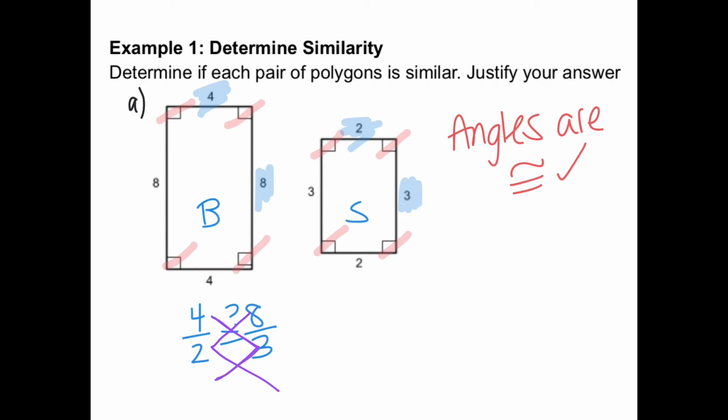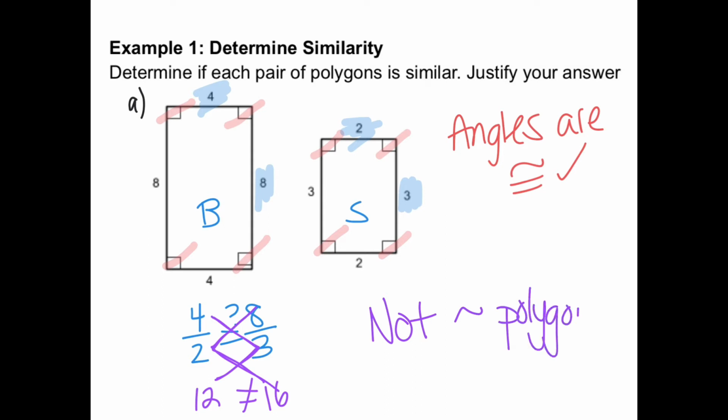So this 4 times 3 is 12, 8 times 2 is 16. They do not equal each other, so there is not a proportional relationship between the sides, so they are not similar. So not similar polygons. And again, this is a very good example of just because they are the same shape, they are both technically rectangles, that does not guarantee that they are similar.